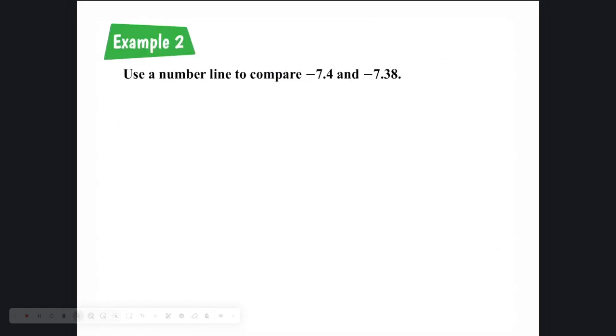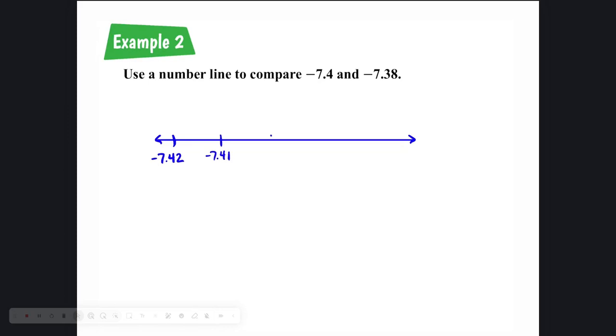Example 2. We'll do this problem together. Use a number line to compare -7.4 and -7.38. -7.4 is the same as -7.40. Since we need to compare -7.40 and -7.38, let's create a number line that extends slightly past these numbers.